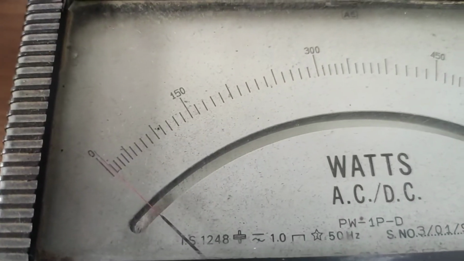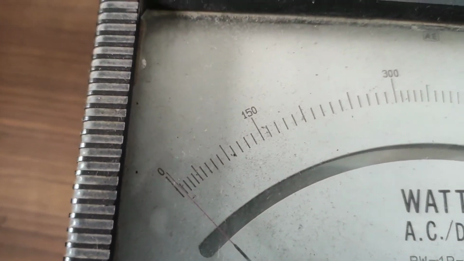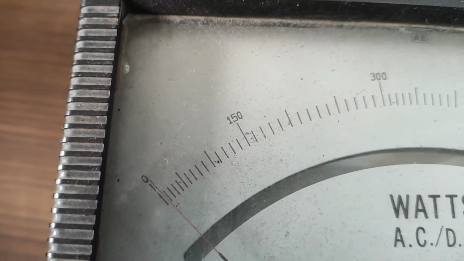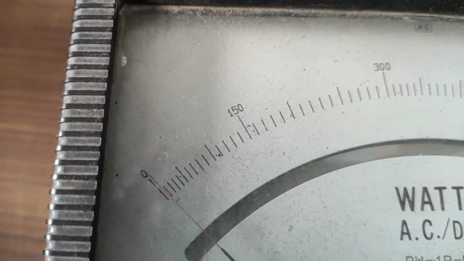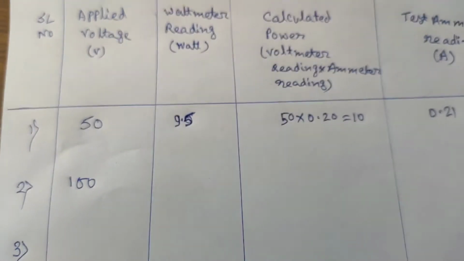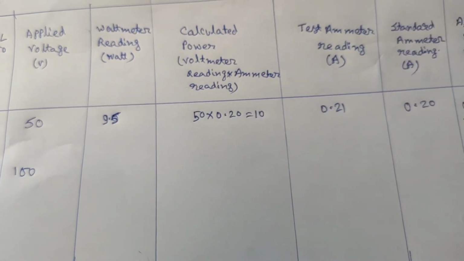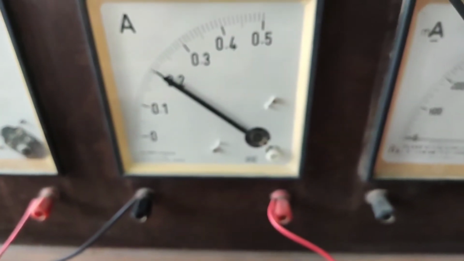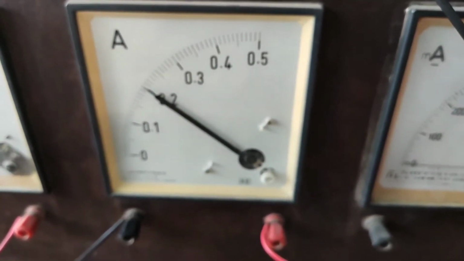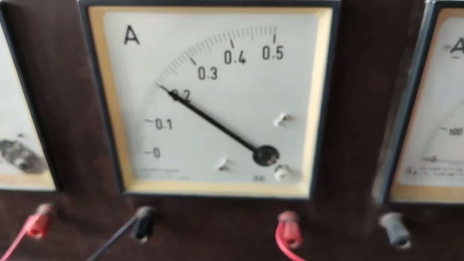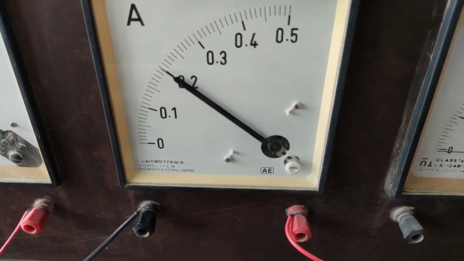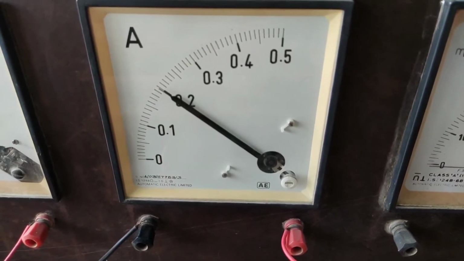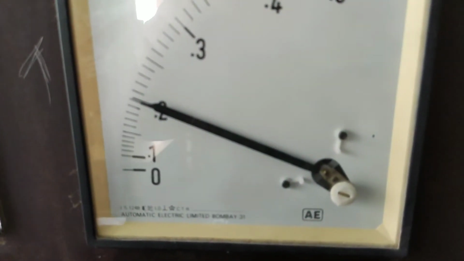So each division is almost like 10, so it is behind 10. So we have taken the value as 9.5 here. Okay, and the ammeter reading, this is the standard ammeter reading. Let me show you. Standard ammeter reading is 0.2, okay, and test ammeter reading is also 0.2.